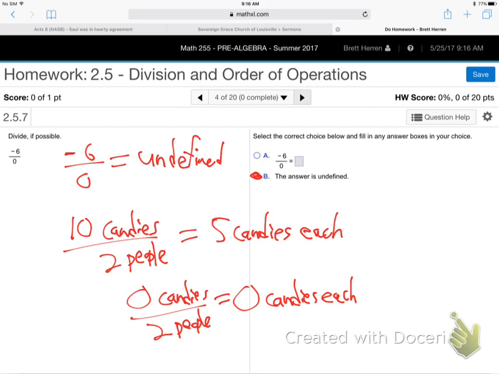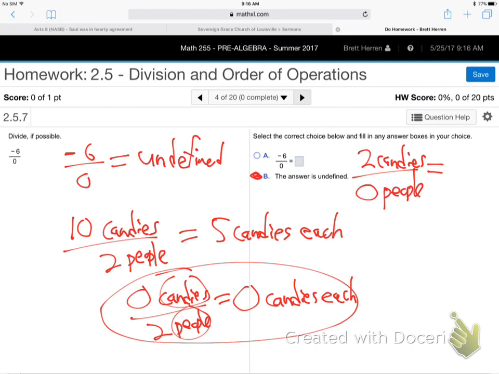Now, what if you put it in the bottom? So I'm going to put it like this, right? So it's candies on the top, people on the bottom. So 2 candies divided among 0 people equals what? So if you take 2 candies, right? Over here, see the difference? Here, 0's in the top. I'm trying to explain what 0 in the bottom means. It means undefined. It means craziness.